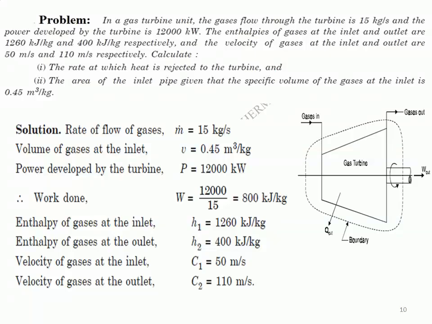Enthalpy of gases at the outlet H2 equals 400 kJ/kilograms. Velocity of gases at the inlet C1 equals 50 meters/s. Velocity of gases at the outlet C2 equals 110 meters/s.